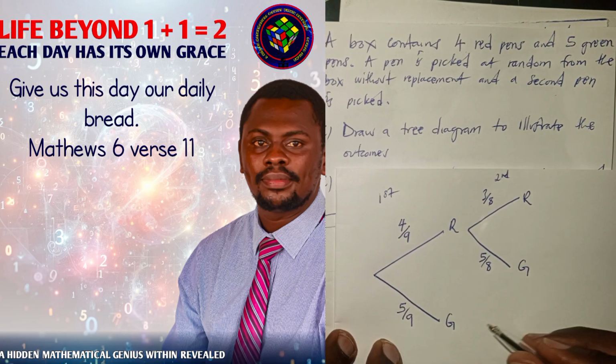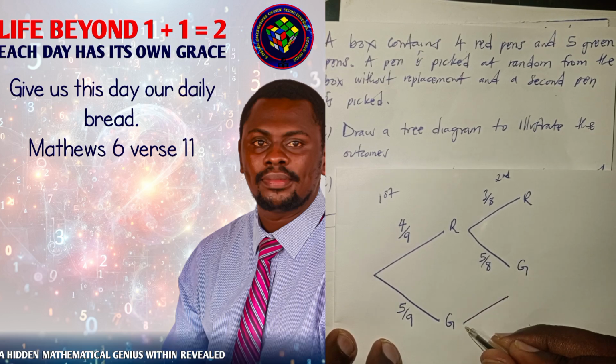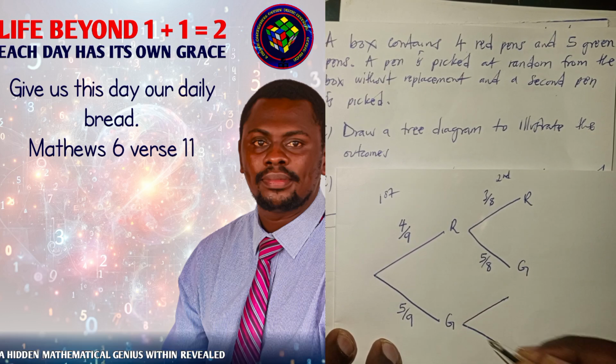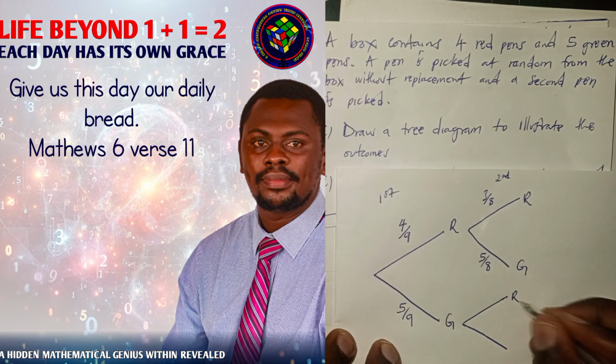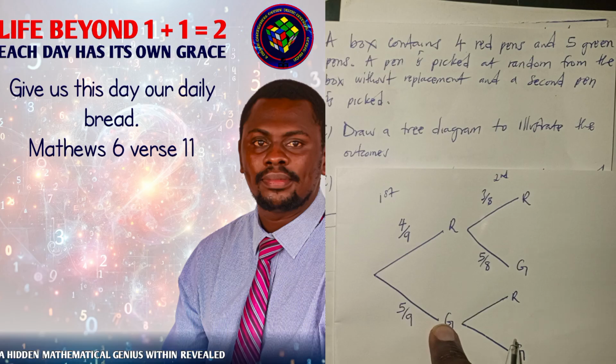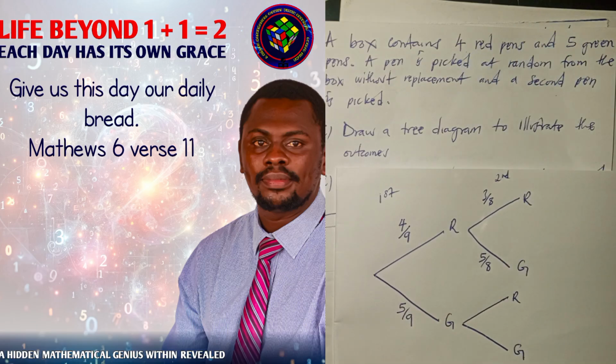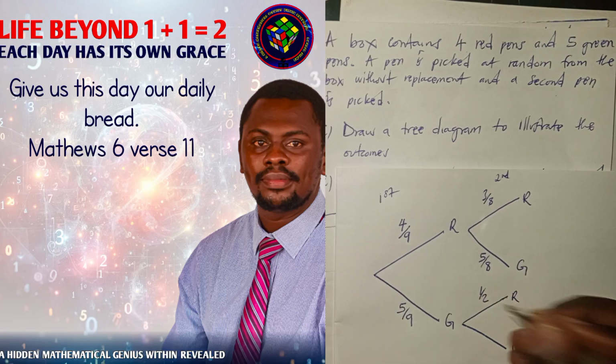Next, we'll assume that we picked green. If we picked green, the probabilities are as follows. Again we have red and green. If we picked green in the first pick, it means red is still 4, and green is now 4, so the total is 4 plus 4, that is 8. So it will be 4 over 8, and if you simplify the fraction, it will be 1 over 2.